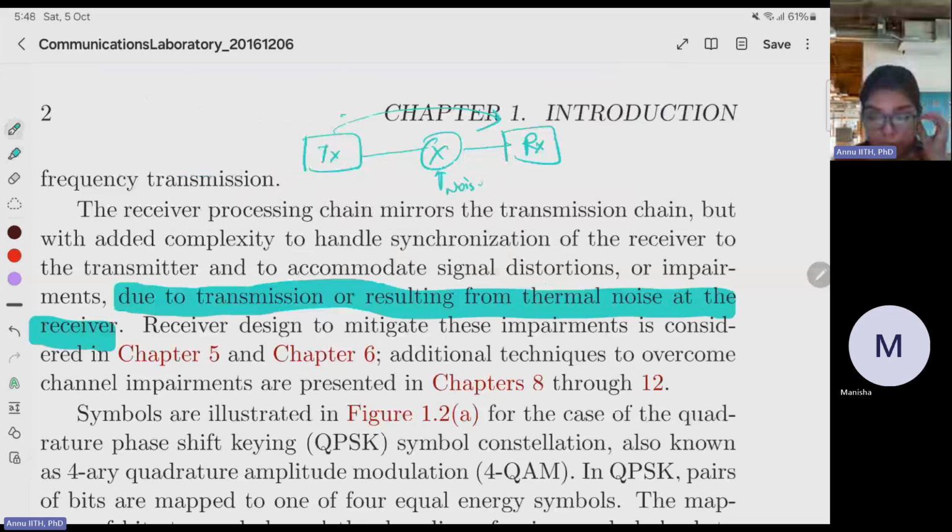So symbols are illustrated. First of all, let's see this figure 1: physical layer communication processing chain for transmission and reception. We saw what is transmission. So we are having bits.